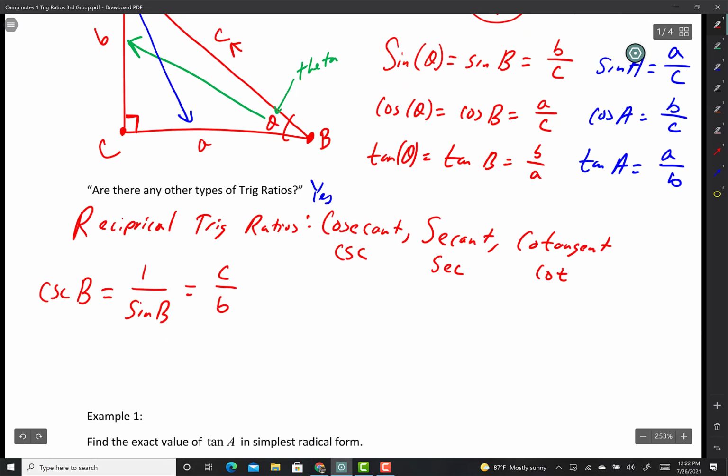I'm going to write secant now. Secant is the reciprocal of cosine. So 1 over cosine, which means C over A. And then finally, cotangent, COT, is the reciprocal of tan, which is just A over B.